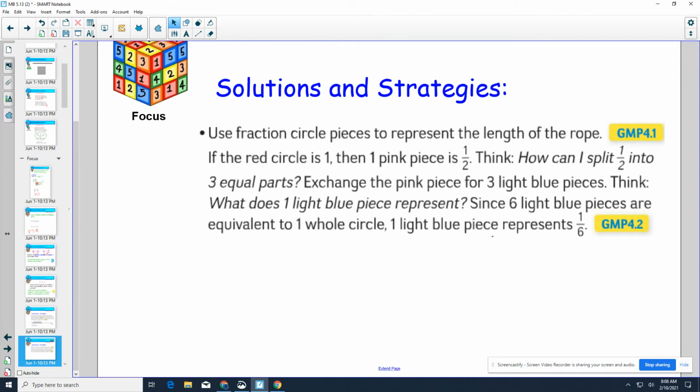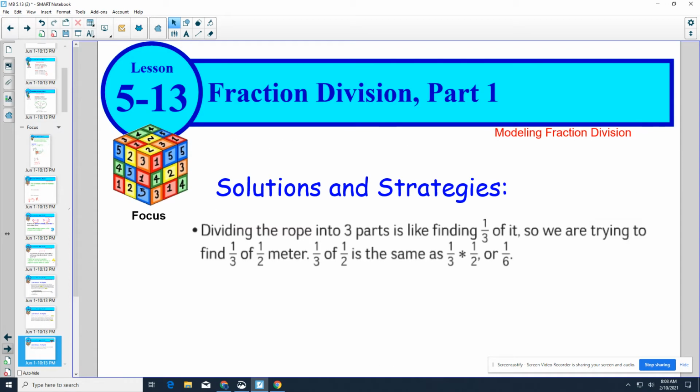You could use fraction circle pieces to represent the length of the rope. If the red circle is 1, then the one pink piece is half. Think, how can I split half into 3 equal parts? Exchange the pink piece for 3 light blue pieces. What does 1 light blue piece represent? Since 6 light blue pieces are equivalent to 1, 1 light blue piece represents 1/6. So if you use fraction circle pieces, you could use that as a strategy.